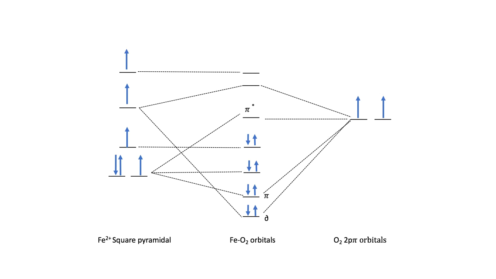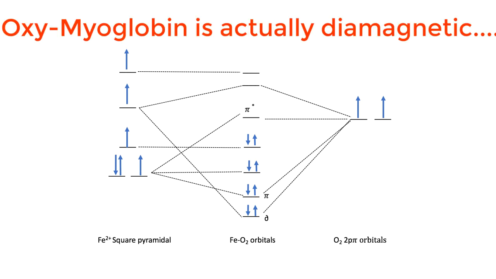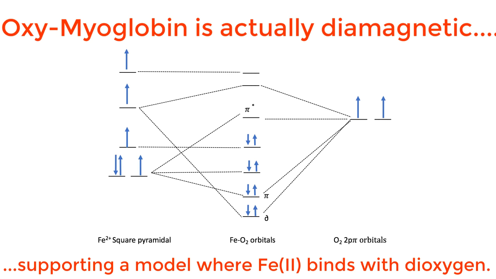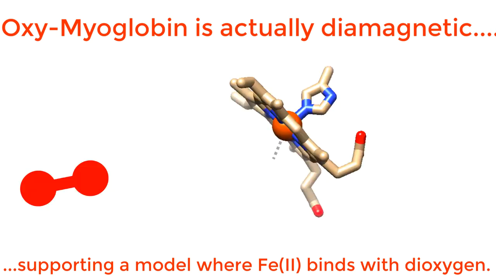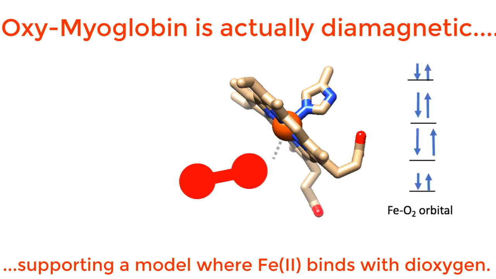The resulting iron-oxygen complex in an oxygenated myoglobin becomes diamagnetic as all electrons are now paired. This suggests that oxygen binding to the iron 2 ion is favored over binding to the iron 3 ion, as demonstrated by the diamagnetic property of the iron 2 oxygen complex.